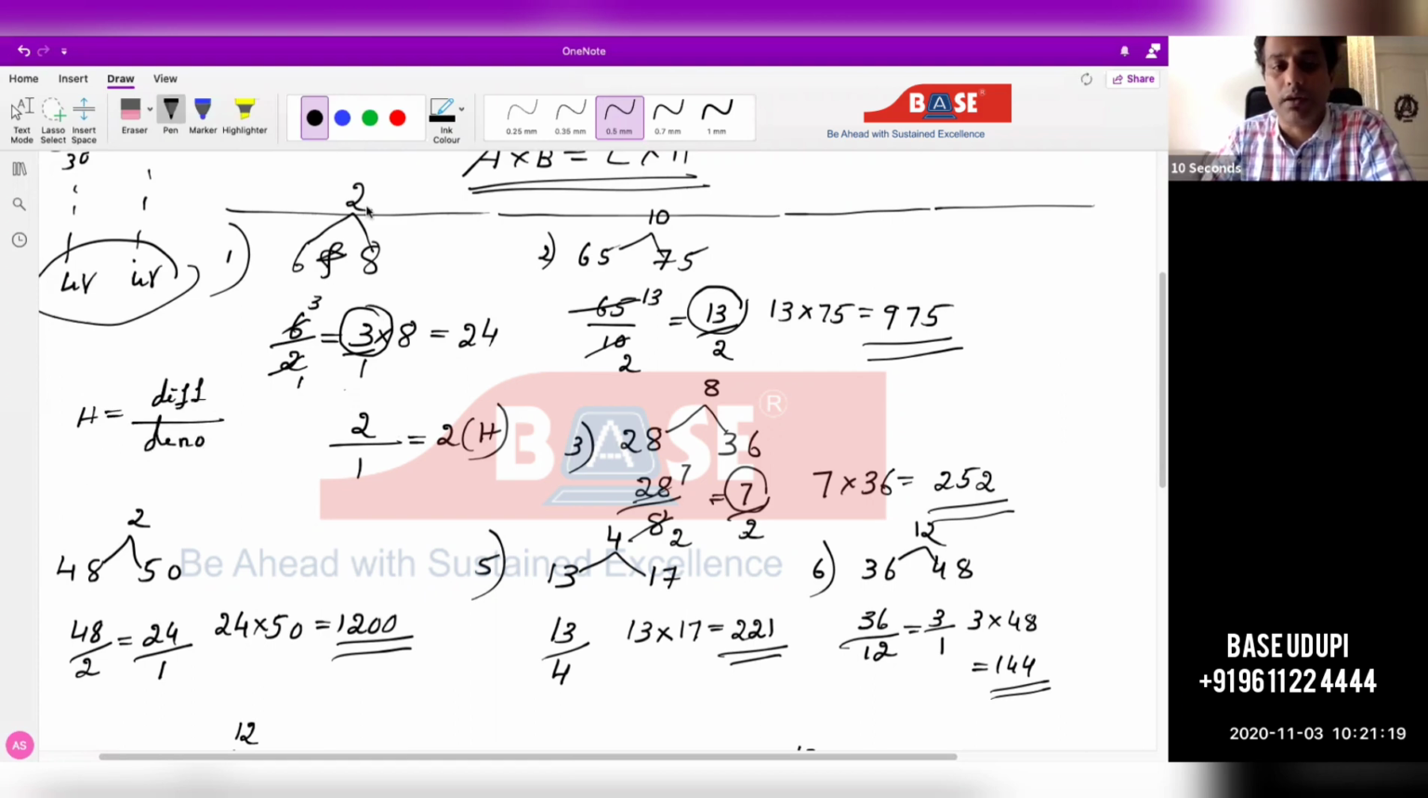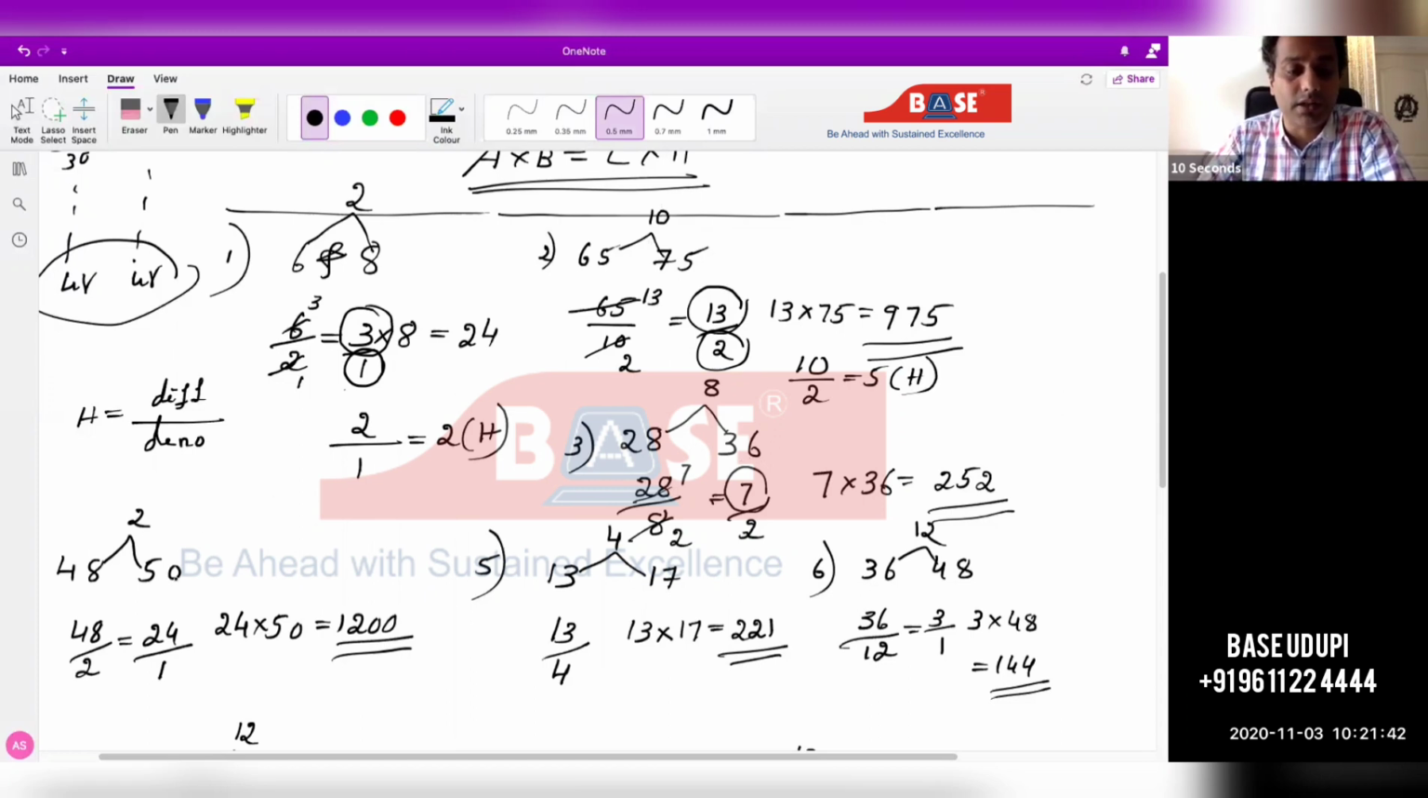What is the difference? 2. What is the denominator? 1. 2 divided by 1, 2 is the answer. So let's take a few more numbers. What is the difference here? 10. Denominator 2. 10 divided by 2, 5. So HCF is 5. Very, very simple. You can do it in 2 seconds max.